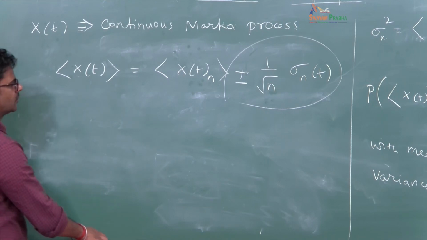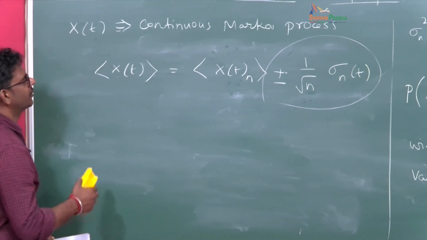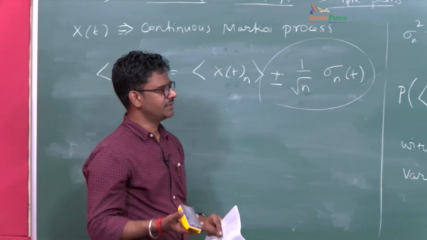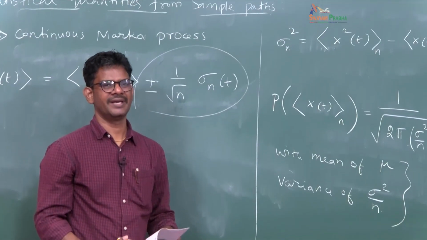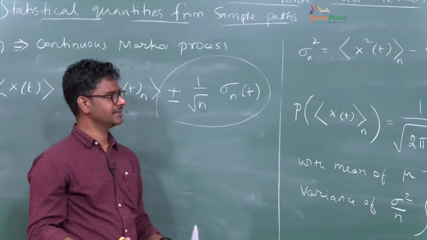Alright, okay. So, now let us go back to the other problem: a Markov process for which there is no analytical solution, and you want to create a sample path. How do we do that?